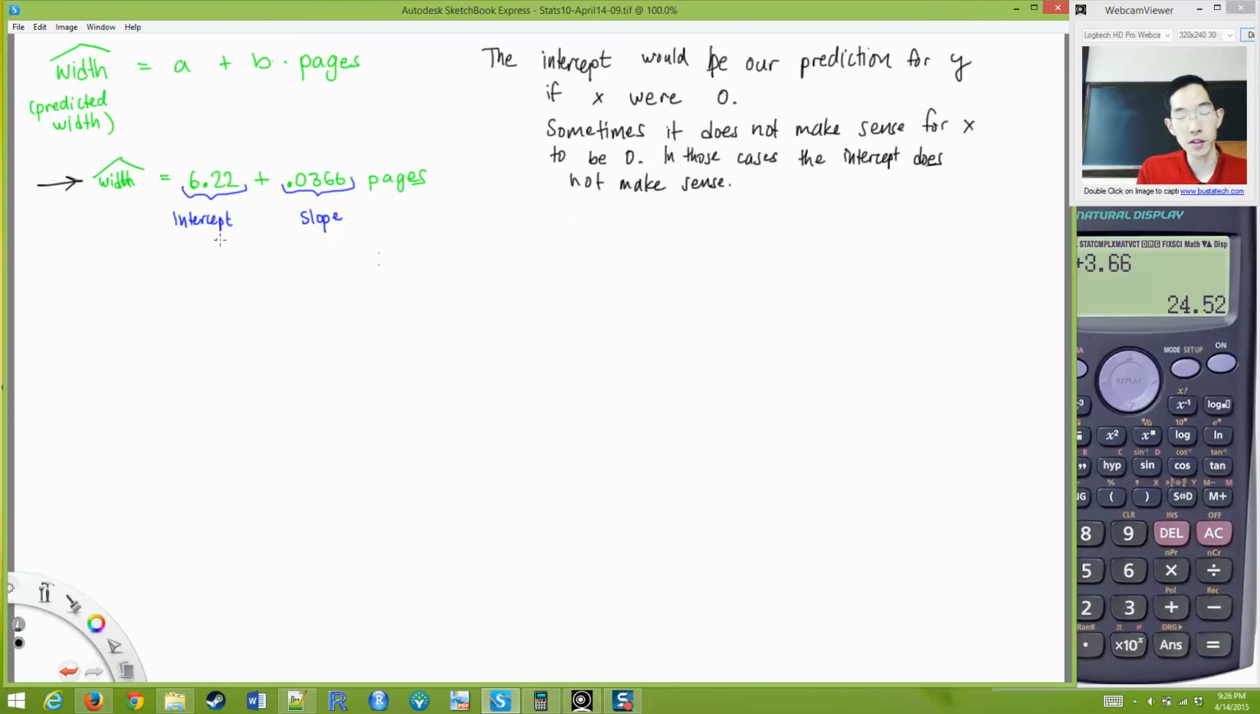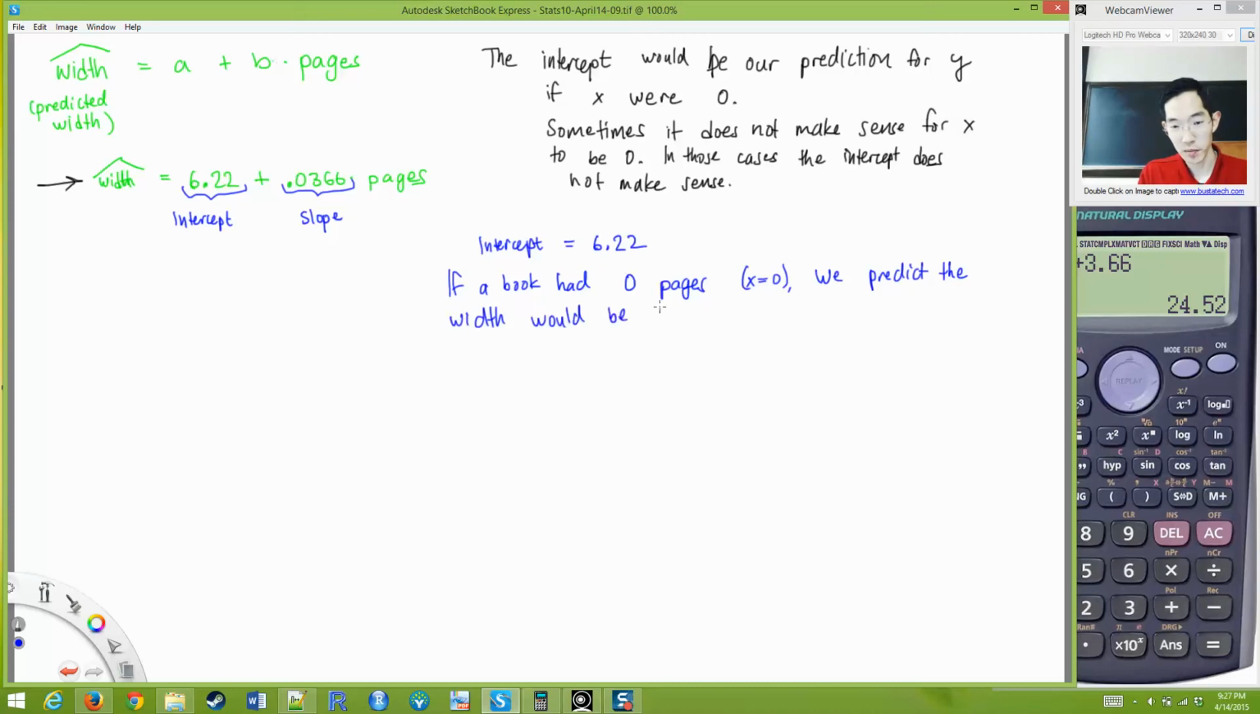So what does this mean in this context? The intercept is 6.22. It's where the best fit line crosses the y-axis. That is correct, but what is our prediction for y? Y is the width of a book. So if a book had 0 pages, meaning x equals 0, we predict the thickness, the width, would be 6.22 millimeters.